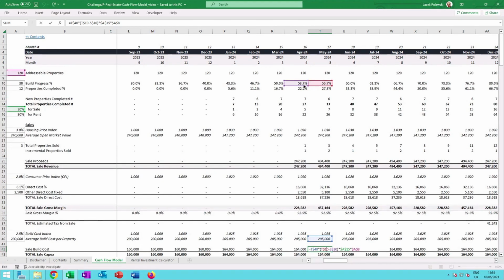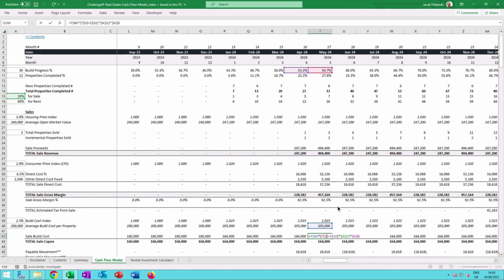So let's say if we're looking at May 2024, I've increased my progress from 53.3% to 56.7%. The formula calculates that incremental value, which is about 3.4% in terms of my progress. I take that incremental number and multiply it by the total number of properties. I know how many of the properties were allocated for sale, and that gives me the number of properties that I've completed for sale, and then I can multiply that number by the average cost per property.